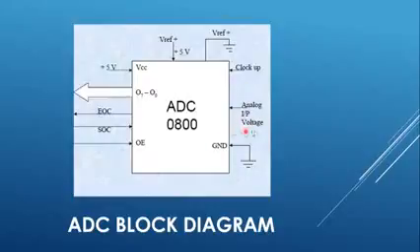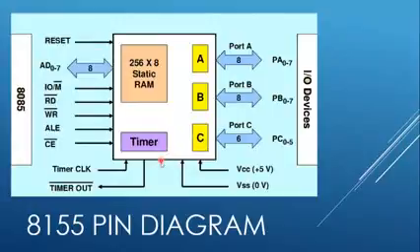Analog input pin, SOC pin, EOC pin and OE pin, which stand for start of conversion, end of conversion and output enable. Due to the different pins in ADC 0800, we need an extra peripheral device for its interfacing, which is 8155. It's a programmable peripheral interface compatible with 8085.